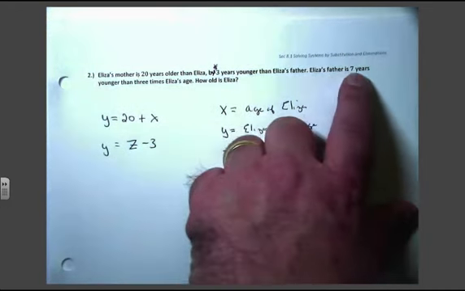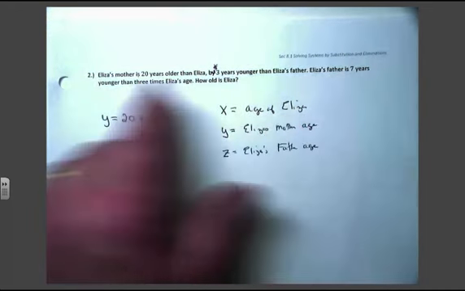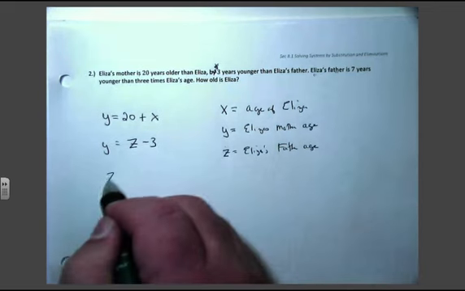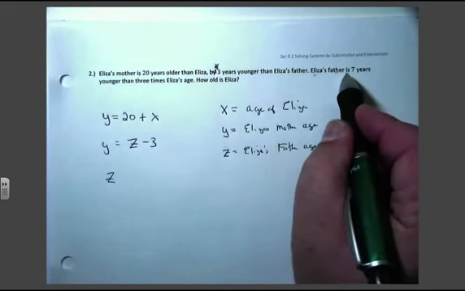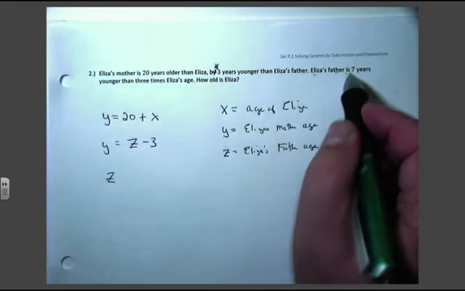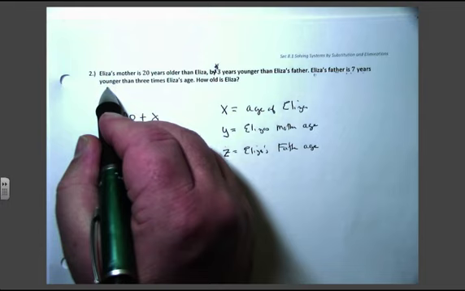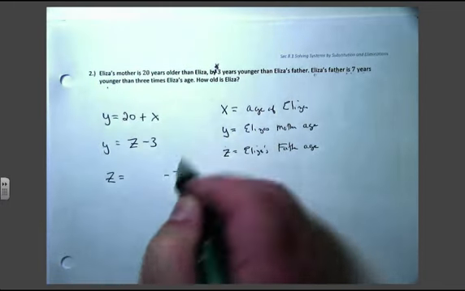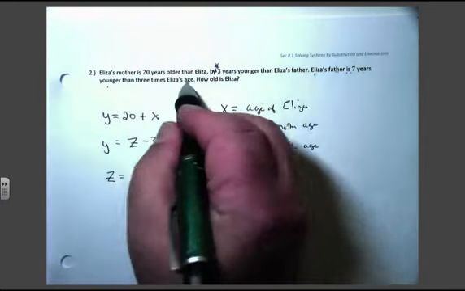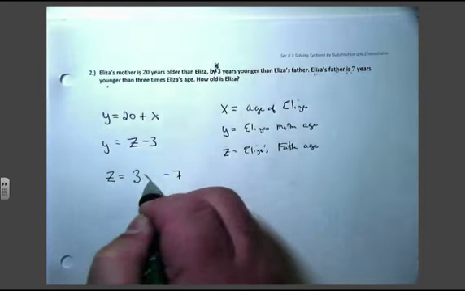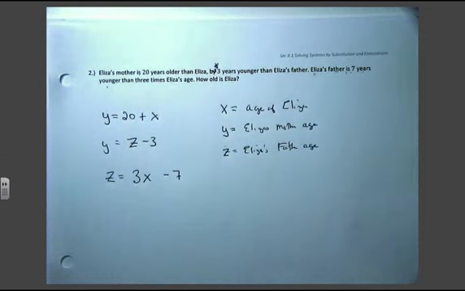Eliza's father is 7 years younger than 3 times Eliza's age. I need an equation. Eliza's father, what variable is that? Z. "Is" means what in mathematics? Equals. 7 years younger, what is that? Minus 7. Then 3 times Eliza's age. Eliza's age was x.